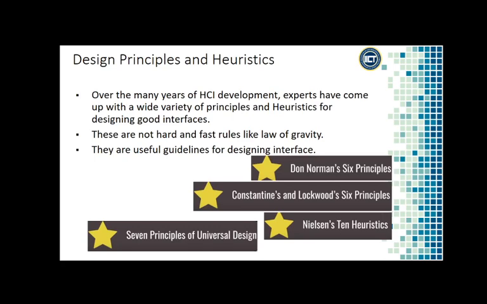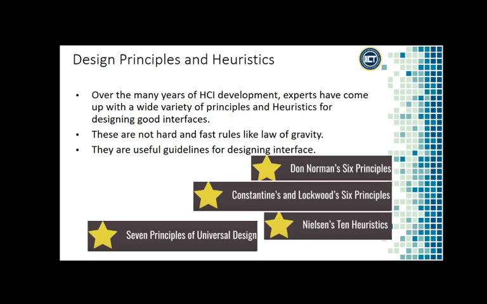Another book, Software for Use, is by Constantine and Lockwood, and they propose 6 principles. Of course, there is some overlap in these principles, so I will explain what those overlaps are, where they are, and why we select these principles. That all will be covered in this lecture.